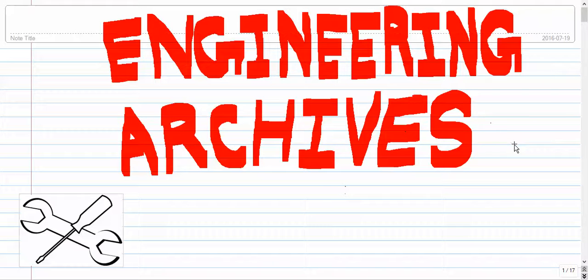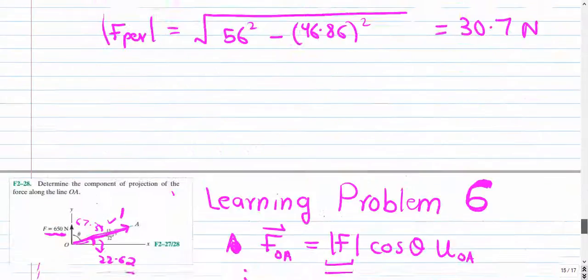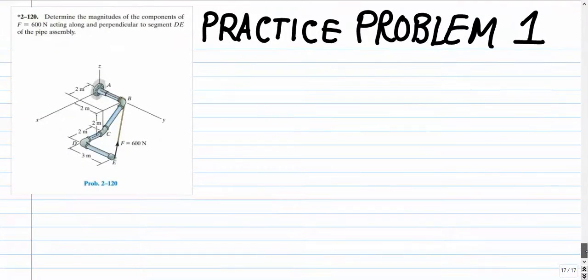In this video we are going to do the first practice problem for this chapter, dot product. So the question says, determine the magnitude of components of the force of 600 newtons acting along and perpendicular to segment DE of the pipe assembly.